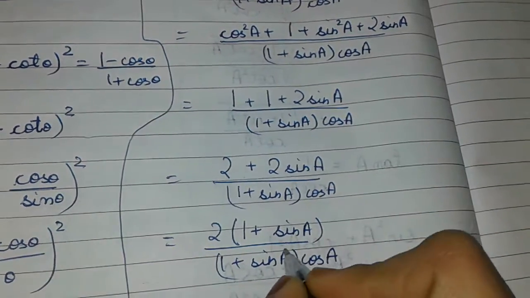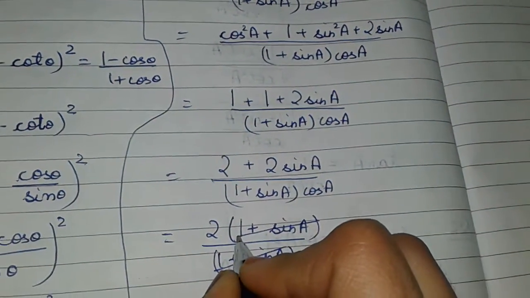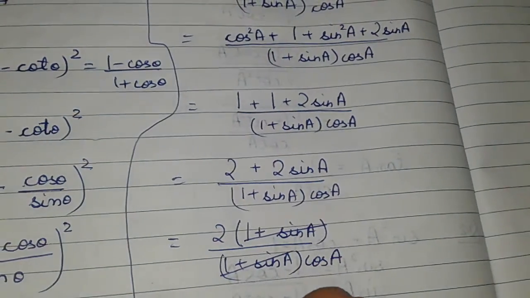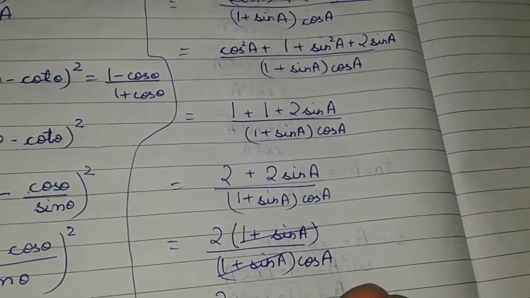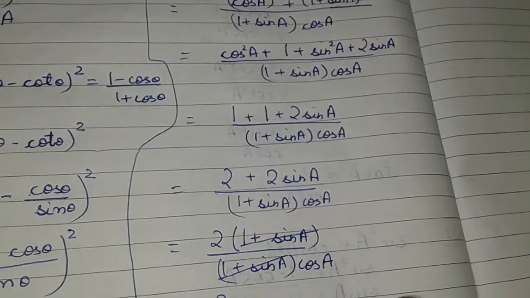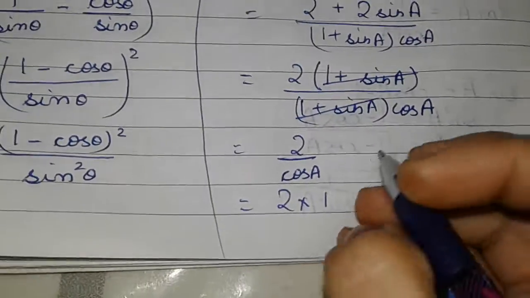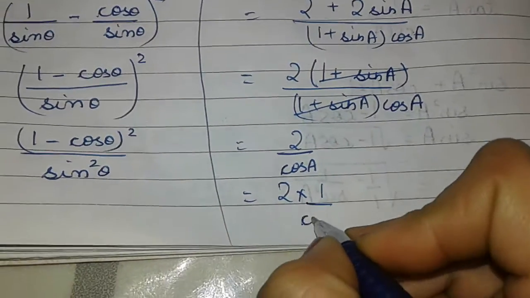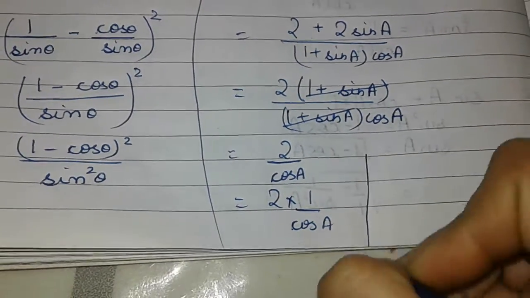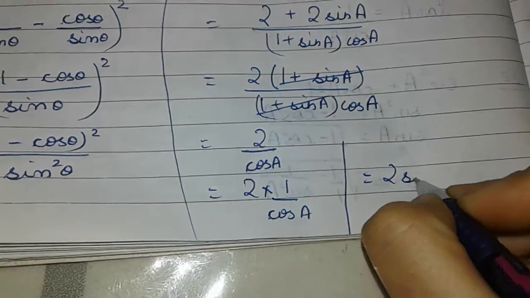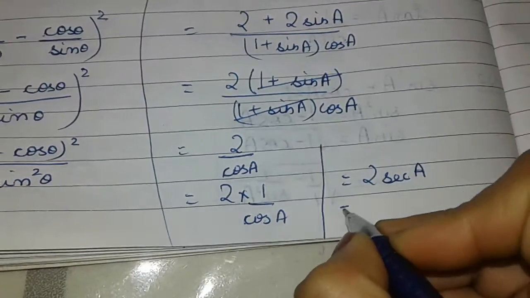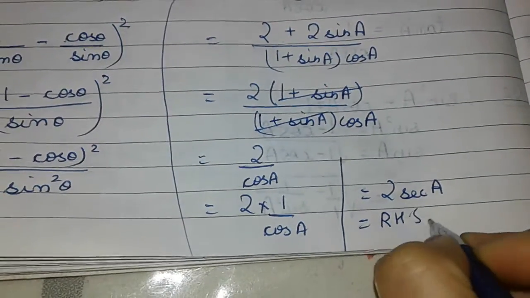Now this 1 plus sin A will be cancelled out with this 1 plus sin A in the numerator, and the answer will be 2 upon cos A. Now 1 upon cos A can be written as sec A, so it will be 2 sec A, and it is the right hand side, hence proved.